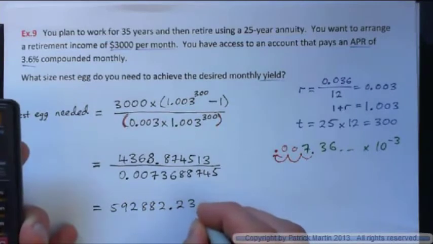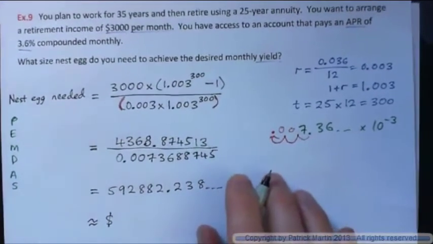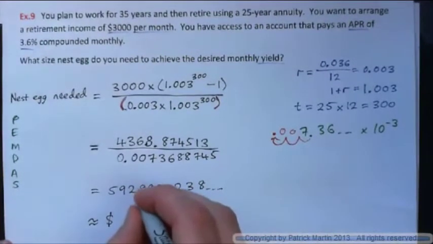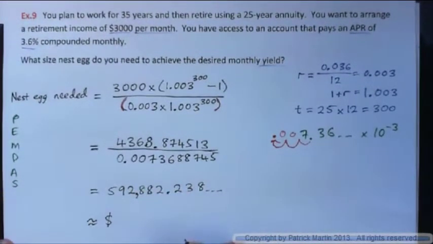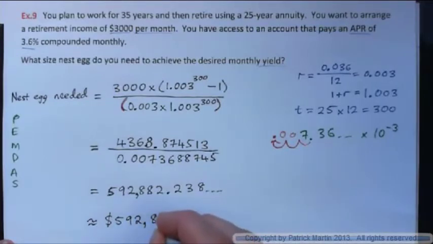592,882.238, etc. So what we're going to do is that big number there represents your nest egg, you know. So why don't we round that one to the nearest dollar? Okay, that's a big number there. We'll round that to the nearest dollar. And what do we get to the nearest dollar? Not to the nearest cent, but to the nearest dollar. That would be $592,882, right?